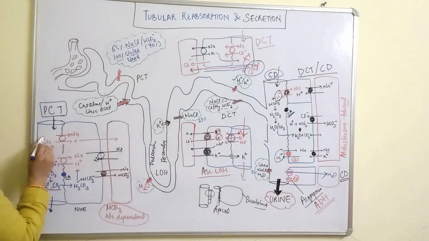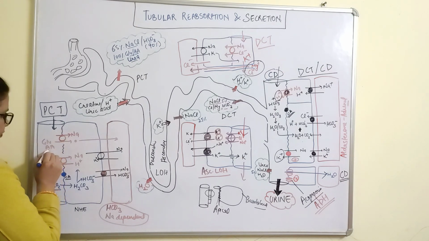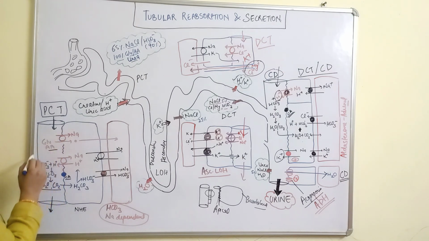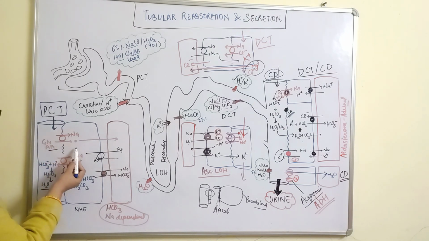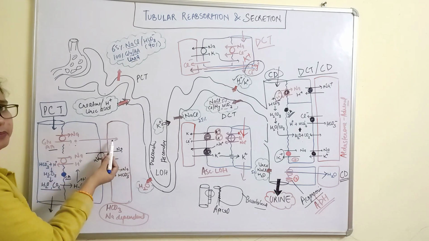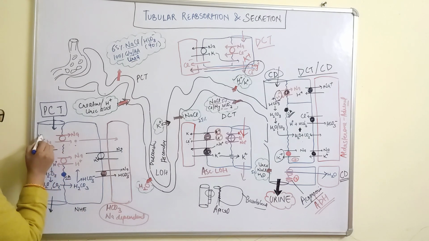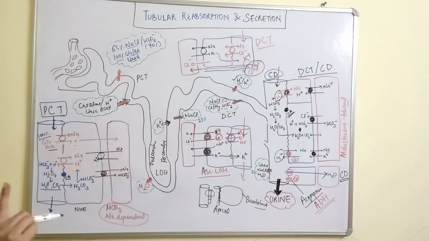Here glucose and amino acids are absorbed with the help of the sodium glucose or sodium amino acid facilitated transporter. This is a symporter, which works via facilitated diffusion. It transfers glucose and amino acids into the cell, from where they can directly enter the blood. So 100% transport of glucose and amino acids occurs here. So they are absorbed. The second thing is sodium.